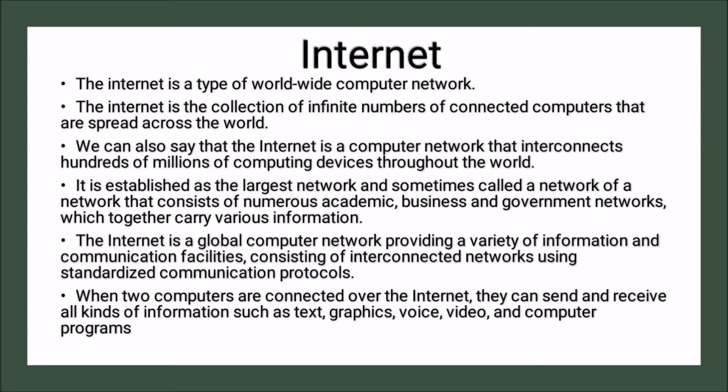Now, the internet is a global computer network and we can share information. Through internet we can get communication facilities, and it consists of interconnected networks using standardized communication protocol. Now, when two computers are connected over the internet, they can send and receive all kinds of information such as text, graphics, voice, video, and computer programs.